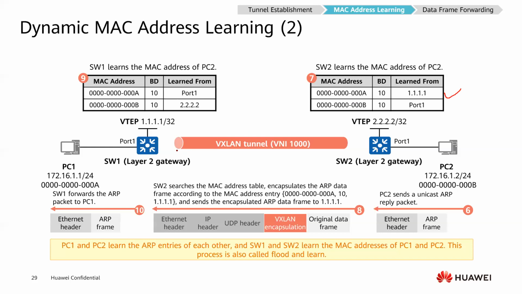After switch 1 receives this packet, it will decapsulate the packet, and it will find that the destination MAC address can meet an existing entry. Also, before it forwards this frame, it will learn this entry, all right, and then PC1 has already learned the ARP entry about PC2 and vice versa, all right. So you will find that this process is also forwarding and learning, all right. It is still forwarding and learning.